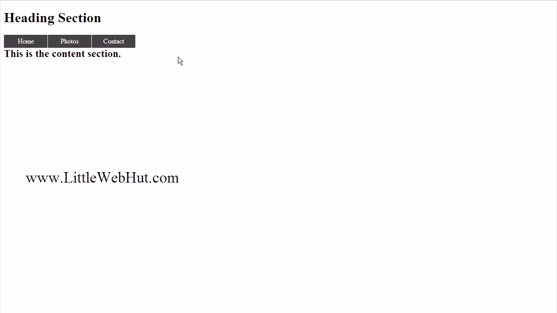In this video, I'm going to step through the process of using HTML and CSS to create this drop-down menu. It has three top-level menus: Home, Photo, and Contact. And when the mouse rolls over the Photos menu, it displays three submenus.